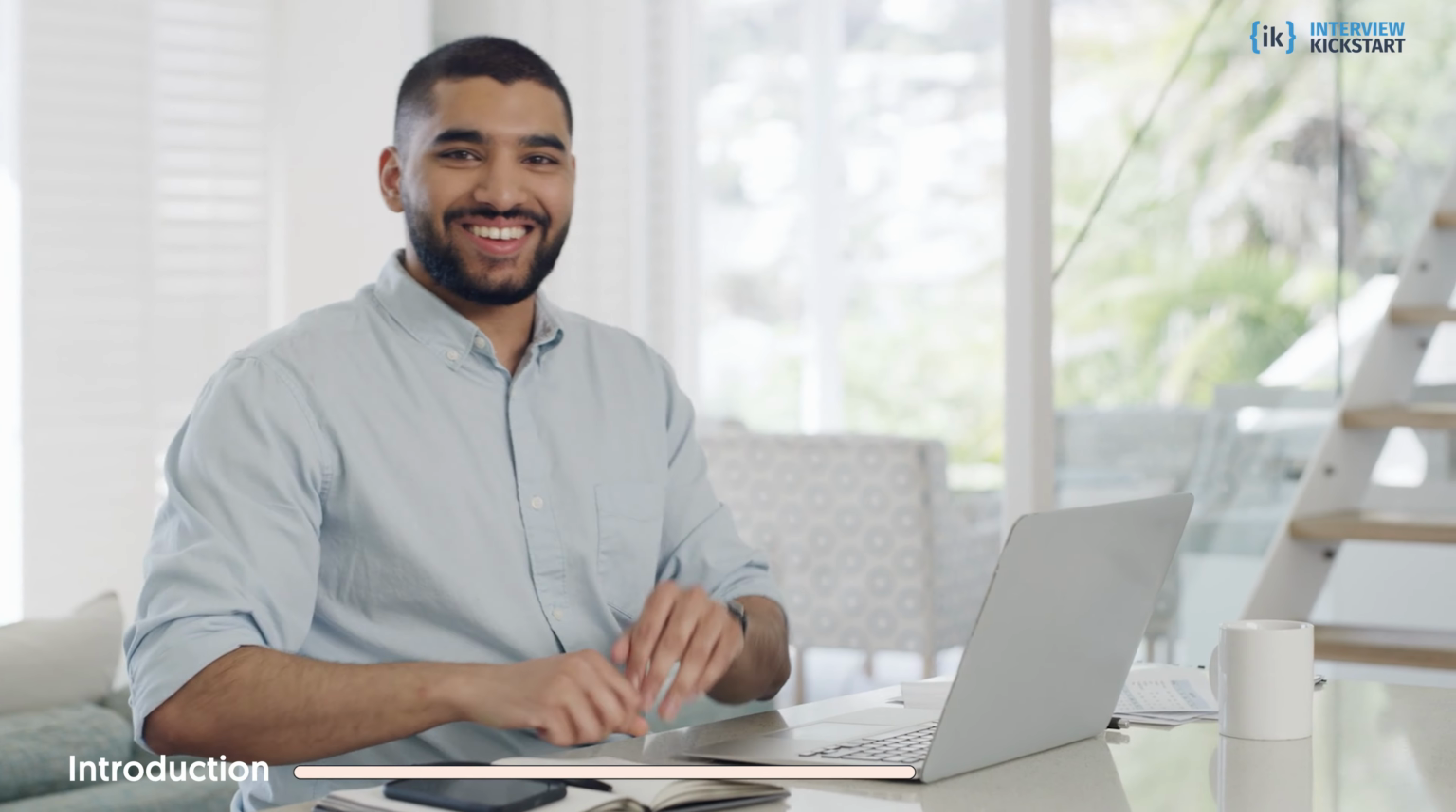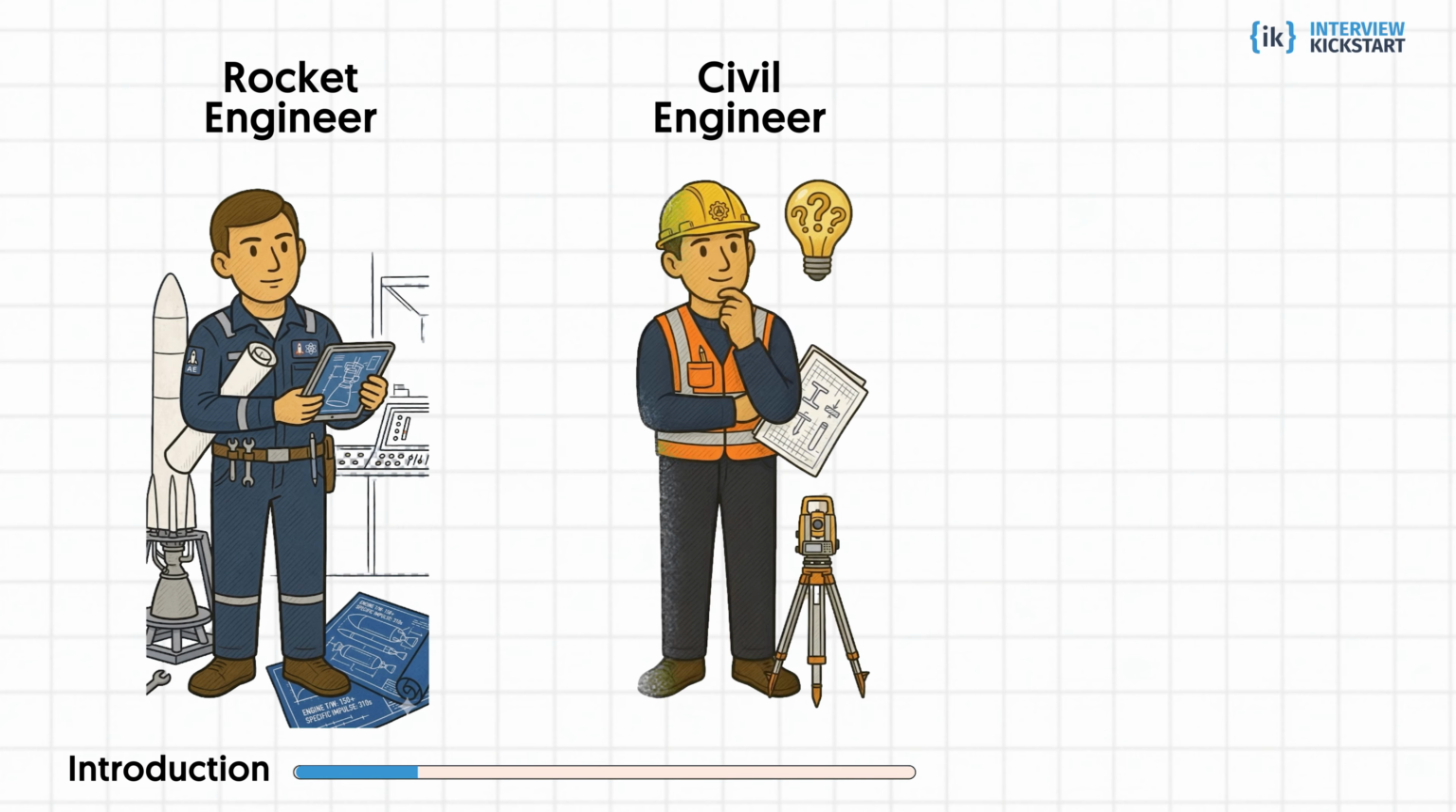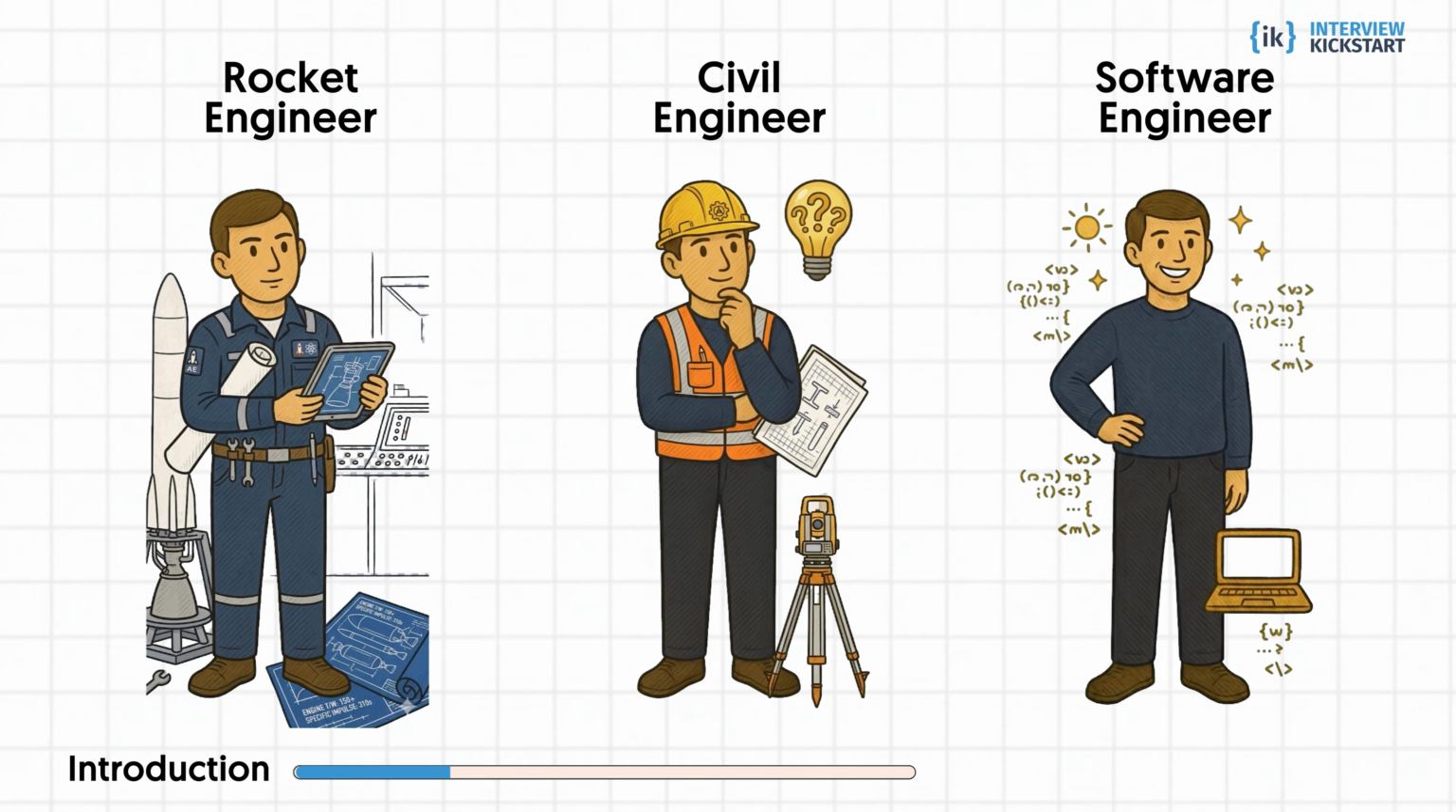When someone tells me I'm building an AI product, the first question I have to ask is, I stop them and go, hold on, which AI product are you building? That's kind of like someone saying, I'm an engineer. But what kind of engineer are you? Are you a rocket engineer, a civil engineer, a software engineer? What are you?